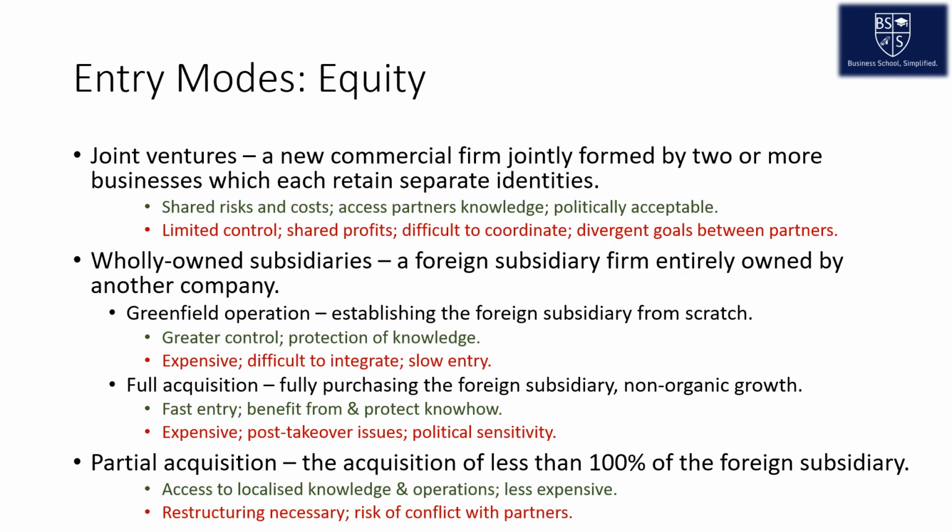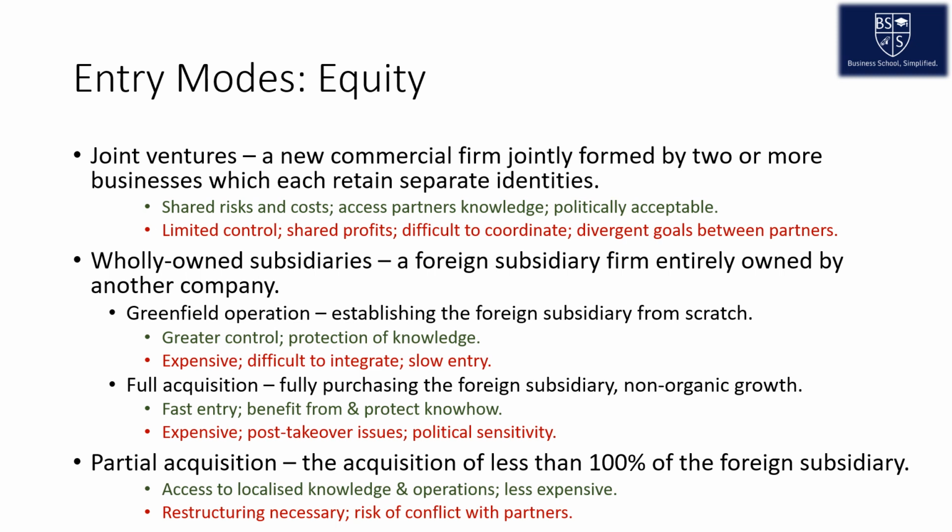Let's begin by analysing equity entry modes, of which there exist three main types. Firstly, joint ventures. These are new commercial firms jointly formed by multiple businesses which retain separate identities. Firms benefit from shared risks and costs, access to partners' knowledge, and through political acceptance. But joint ventures offer limited control, shared profits, difficulty in coordinating, and potential conflict between partners due to divergent goals.